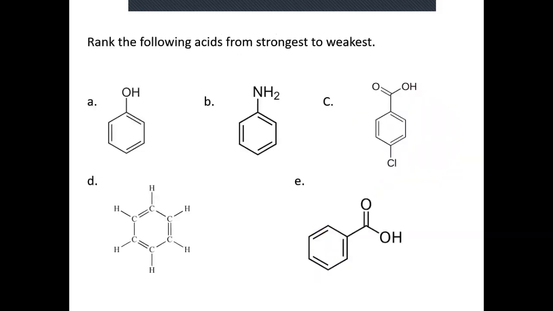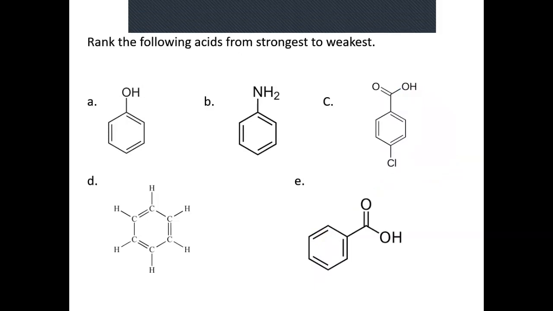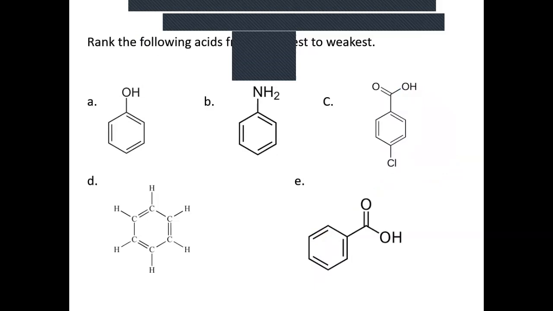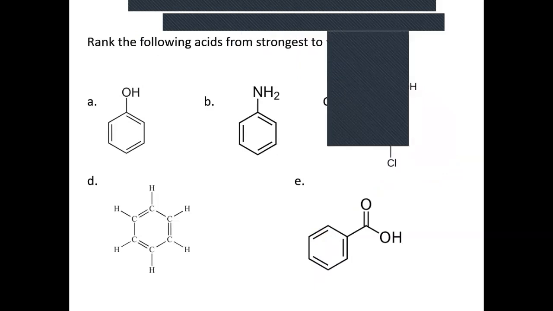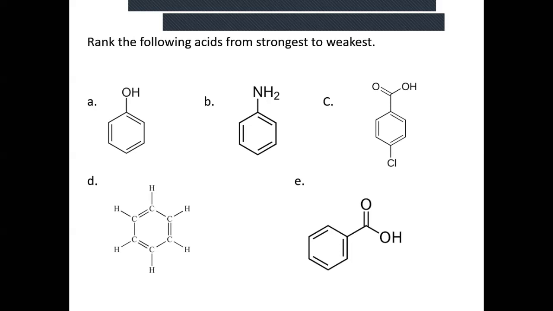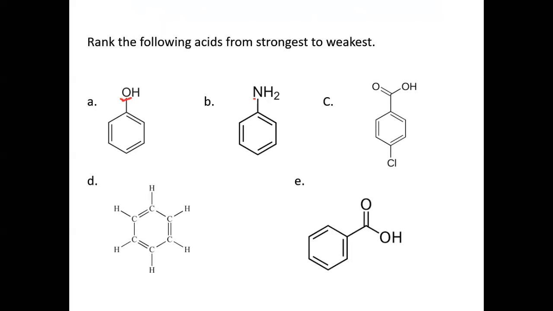Now, just a kind of practice problem involving ranking acids from strongest to weakest. I know my students love to do these types of problems. So here we have a series of weak acids, and we want to rank them from strongest to weakest. So we want to see first, what is the element attached to the acidic proton? A is attached to oxygen, B is attached to nitrogen, C is oxygen, D is a carbon, and E is an oxygen.